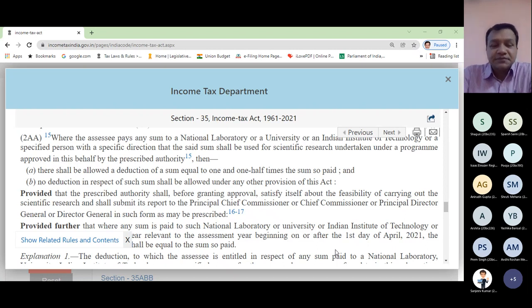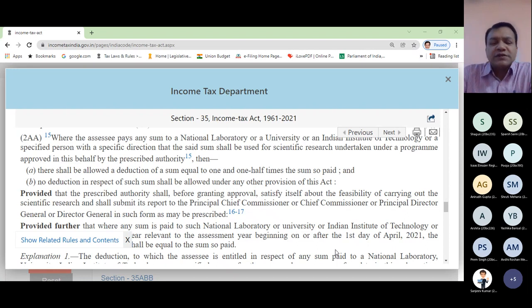you take the decision. Had I taken the decision only on the basis of the first 4 lines, my argument or debate would have been totally wrong. When I read the entire section 35 subsection 2AA, I found that the deduction with effect from assessment year 21-22 for such type of donation is 100% of the amount donated, not 150%, which was there till last year. That was only one example.